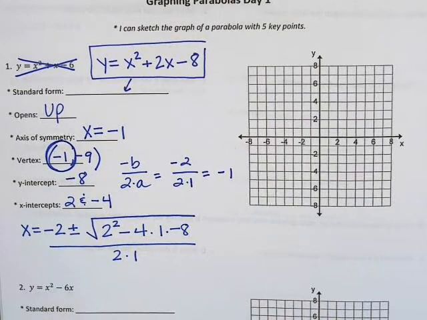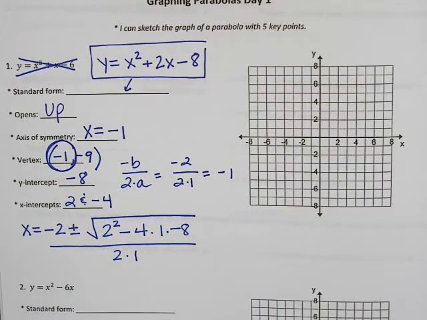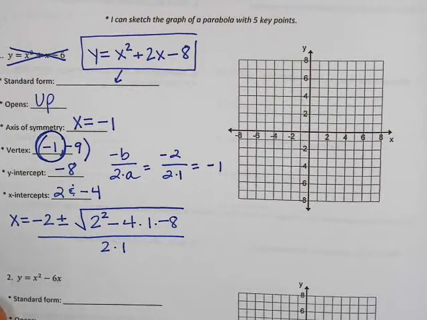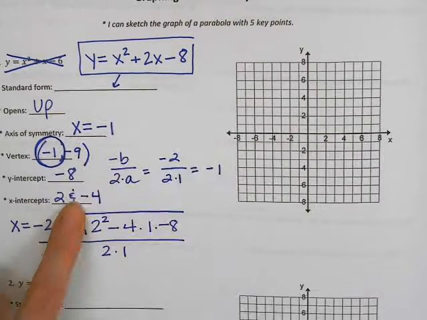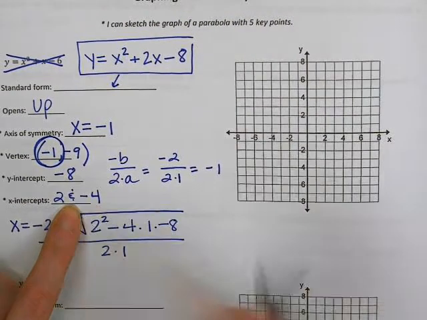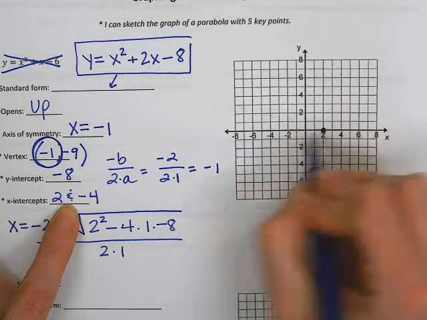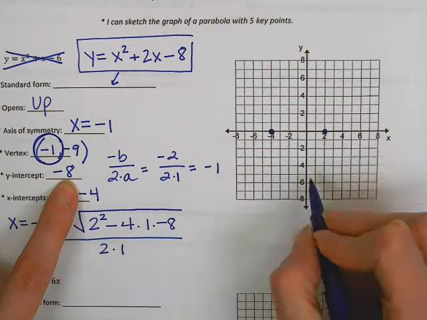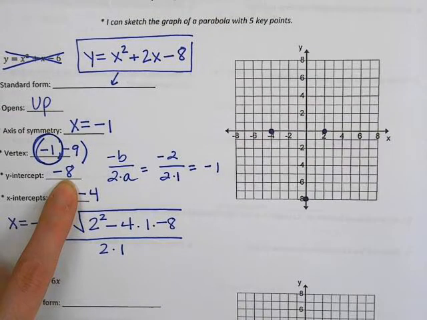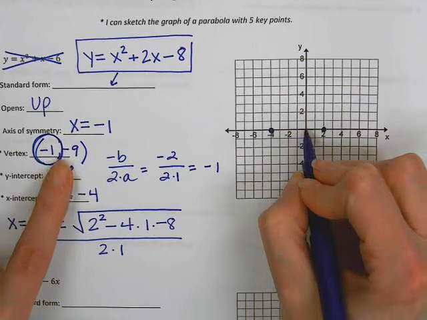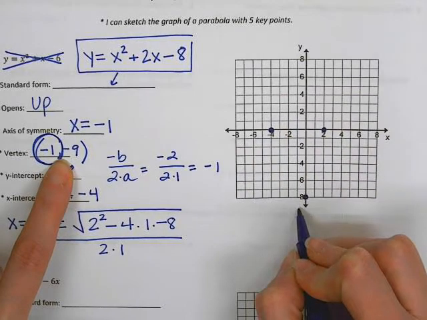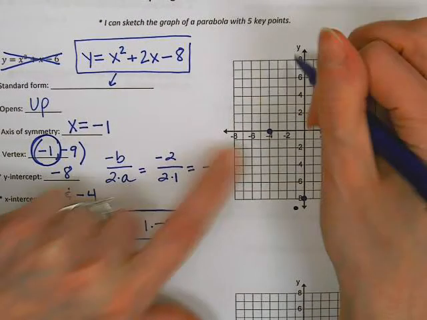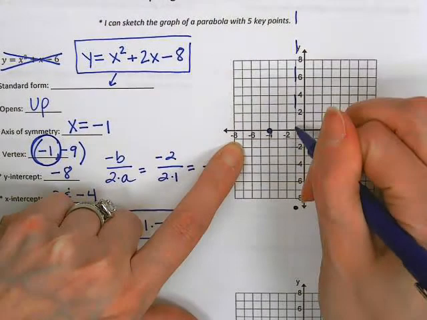Okay, now we're going to put all this together to make our parabola. Okay, and it doesn't matter what order you guys go in, but I like to start from the bottom up. The x-intercepts are at 2 and negative 4. The y-intercept is at negative 8. The vertex is at negative 1 comma negative 9, which is a little off the graph. The line of symmetry is down the middle at x equals negative 1.